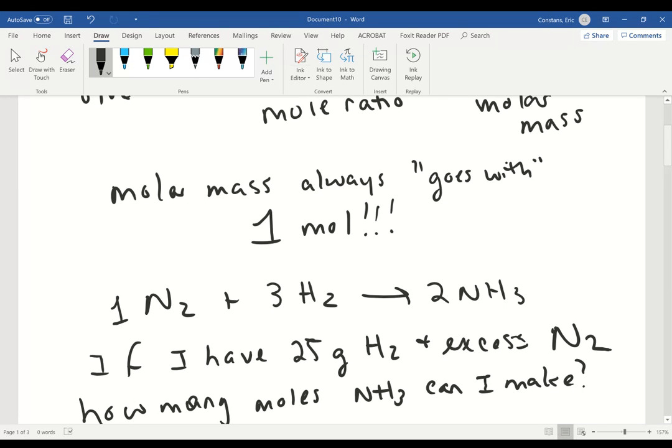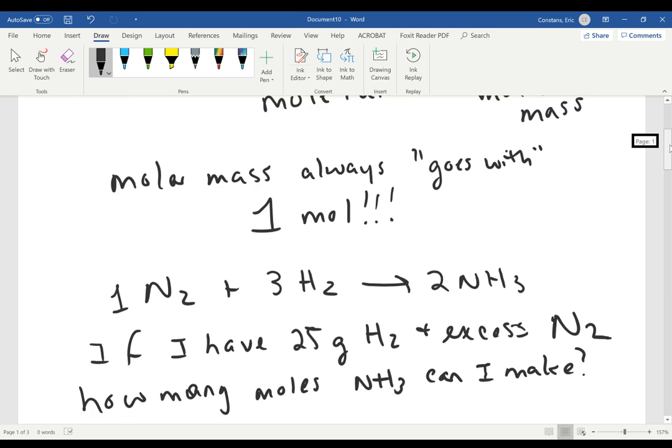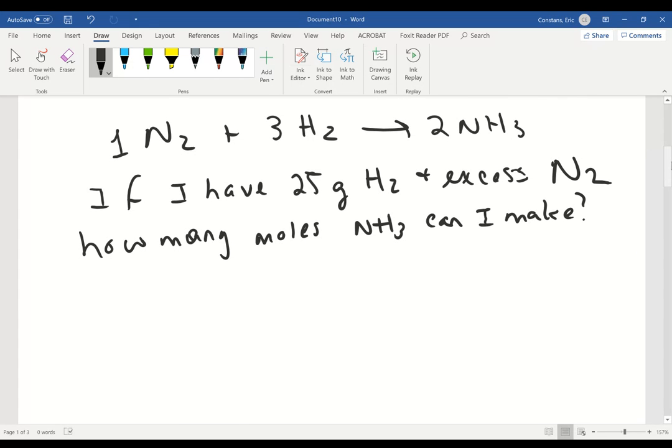Now, let's take a look back at the equation I was using, because we can actually do this whole thing in reverse. We can go from grams to moles instead. So if I have 25 grams of hydrogen and excess nitrogen, remember when I say excess, that means you don't have to worry about it. So we can just say we don't have to worry about the nitrogen. How many moles of ammonia can I make?